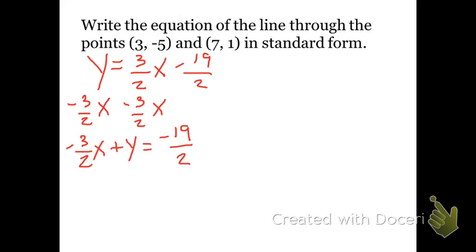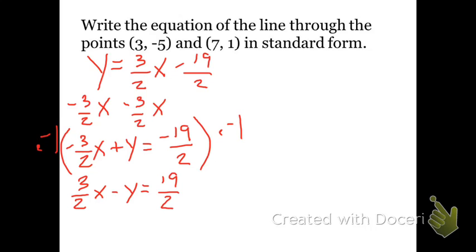So our leading coefficient is negative. To get rid of that, we're going to multiply both sides of the equation by negative 1. So now, anything that's negative becomes positive, and vice versa, anything that's positive becomes negative. So now we have positive 3/2 x minus y equals positive 19 over 2.